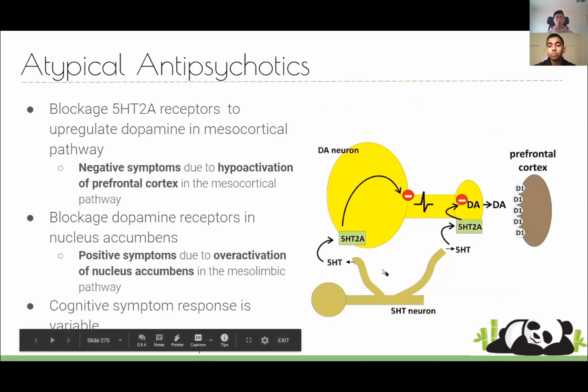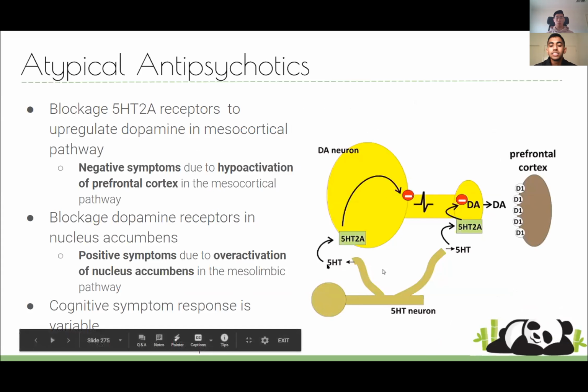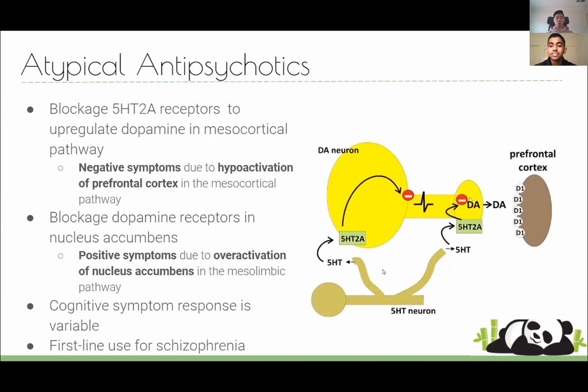So the way it works is we've got dopamine receptors in our mesocortical pathway and mesolimbic pathway, and serotonin is going to be inhibiting this. So if we have too much serotonin, we're going to get less dopamine working, so we're going to get less stimulation of our prefrontal cortex.